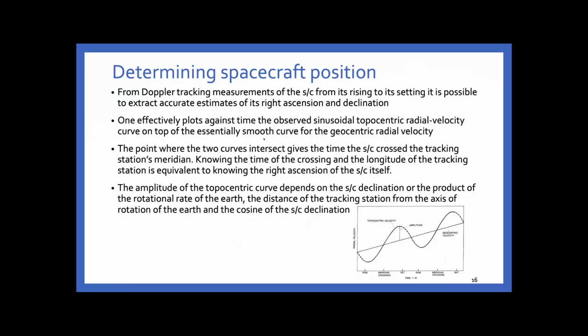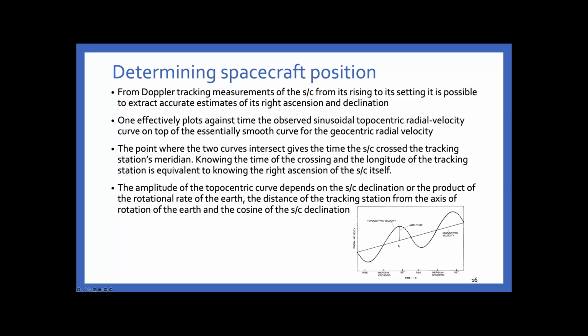So summarizing this, from the Doppler tracking, from its rising to its setting, it's possible to extract estimates of the right ascension and the declination. And as I said, and as we're showing again here in the lower right, when these two curves intersect, the spacecraft is crossing the station's meridian. And if we know the longitude of the station and can accurately compute its right ascension relative to the vernal equinox, then we're on our way to accurately determining the right ascension of the spacecraft.